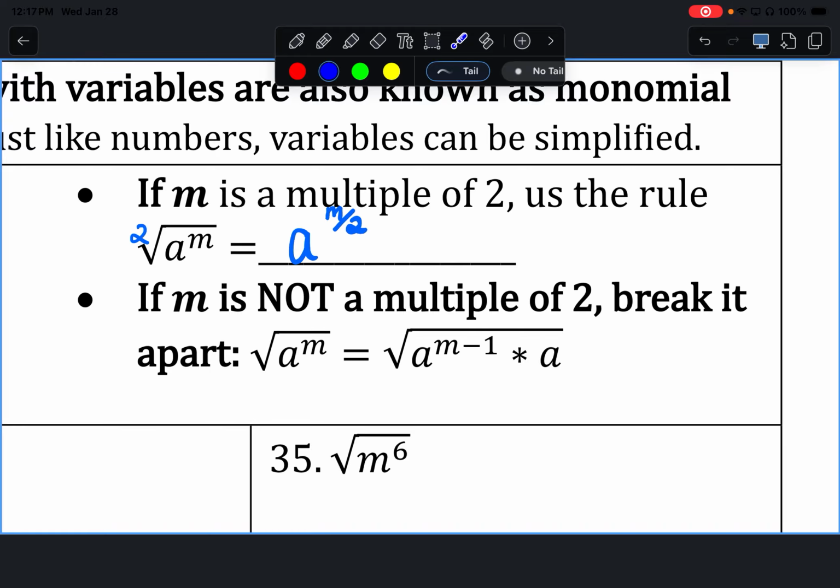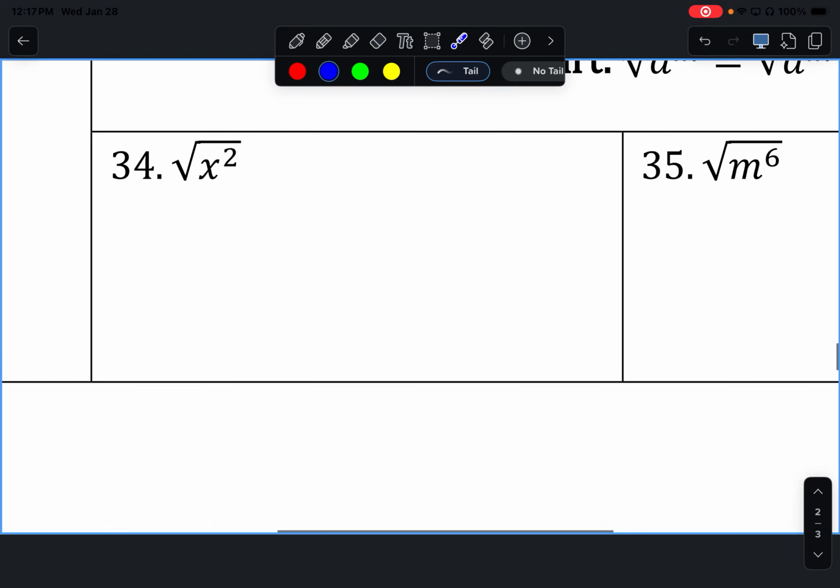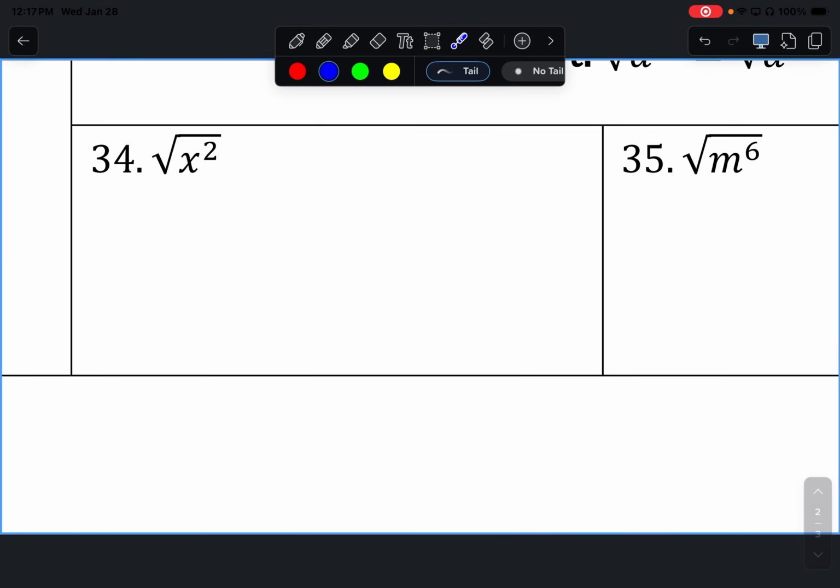So we're going to start with these first 2 examples here. So we have 34. This is a square root. Is 2 divisible by 2? Yes. So how many times can 2 go into 2? 1. So we have x to the first power. And do I have to write to the first power? It can just be x.